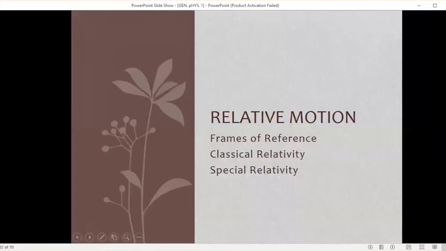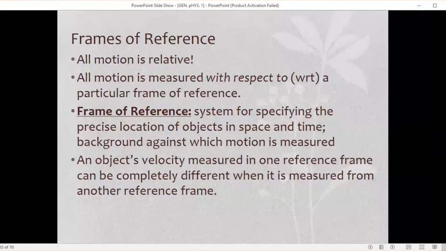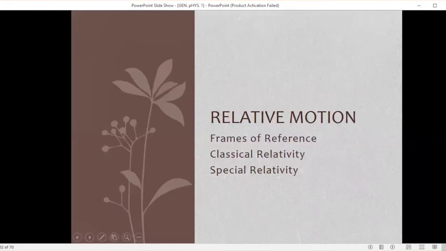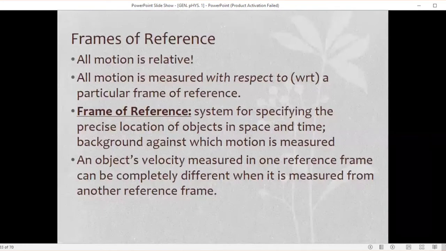Okay? Let's talk first about relative motion. Relative motion, of course, needs frames of reference. This is part of classical relativity and special relativity. We do believe that all motion is relative.